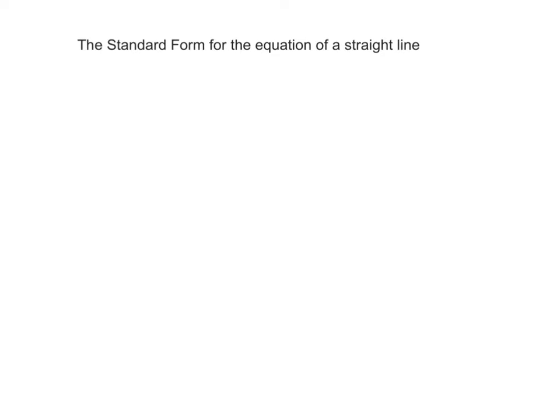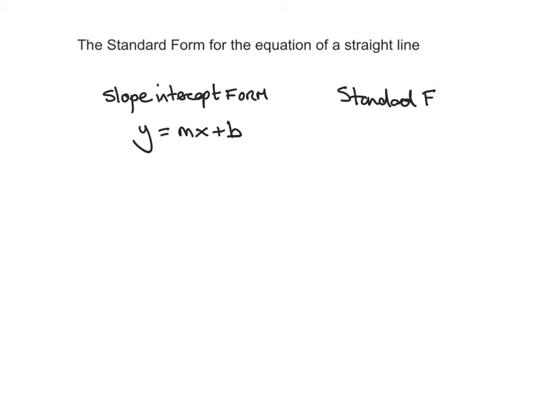So we have two ways of writing an equation which are of interest to us. We've got the slope-intercept form, which has already been spoken to, y equals mx plus b, and the other one we've got is standard form. Standard form is another way of writing a straight line, and that is ax plus by equals c.